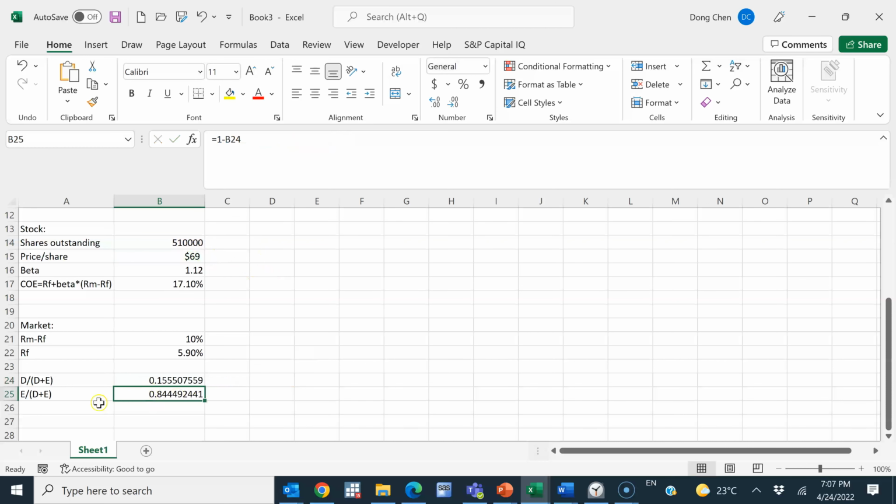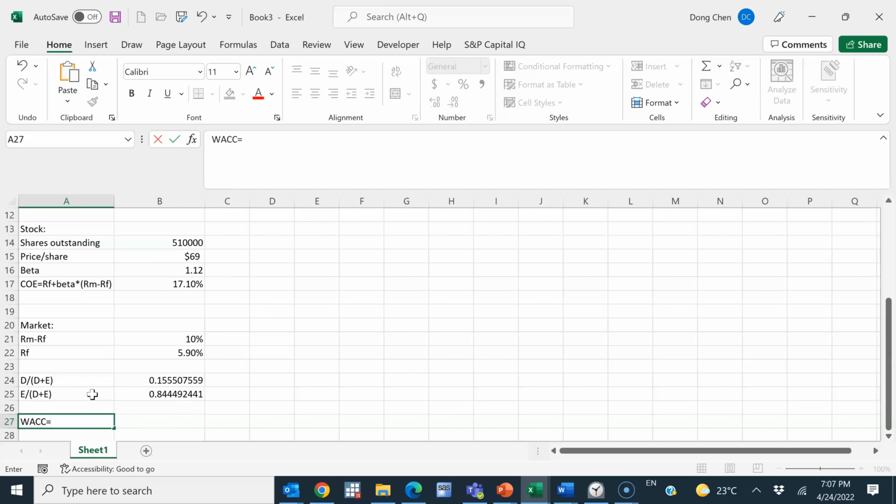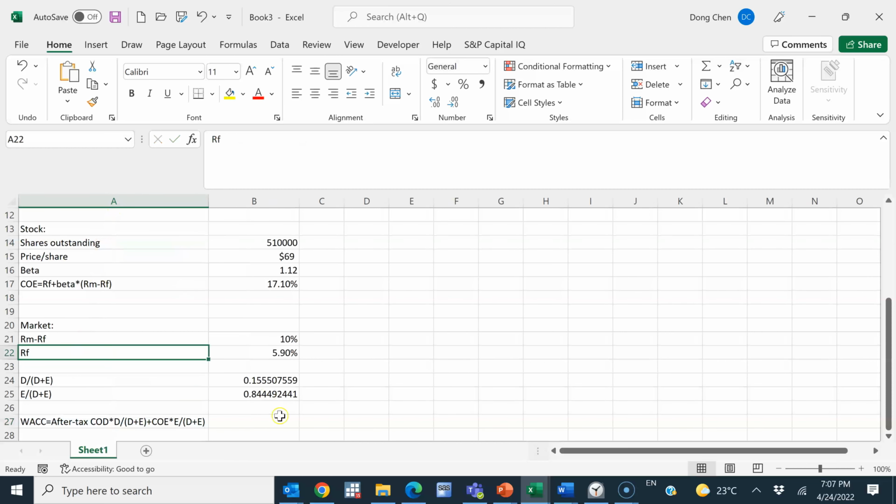So you can see that since I already put the formula for E over D plus E, once I calculated D over D plus E, E over D plus E is automatically calculated. So finally, WACC is simply equal to after-tax COD times D over D plus E, plus COE, which is cost of equity, times E over D plus E, the equity ratio. So this is the formula to get the WACC.